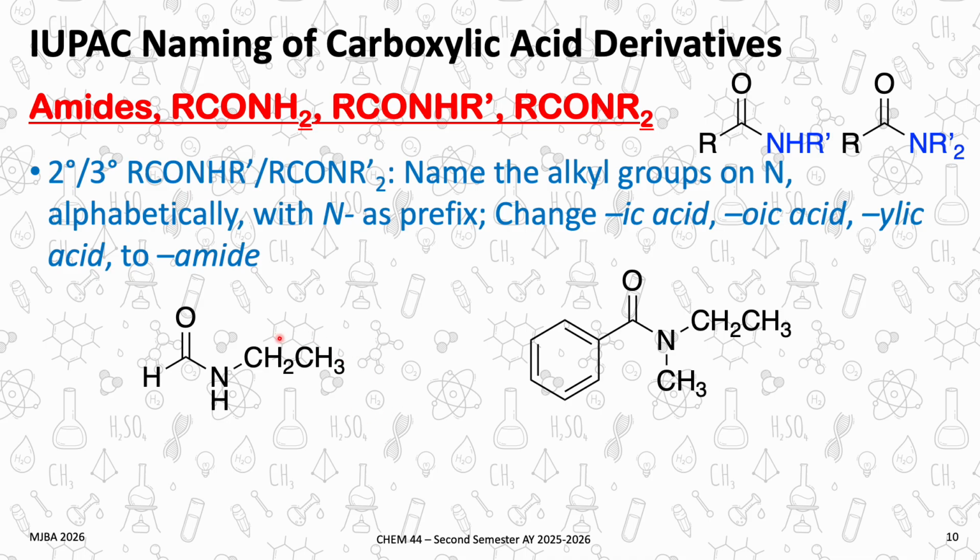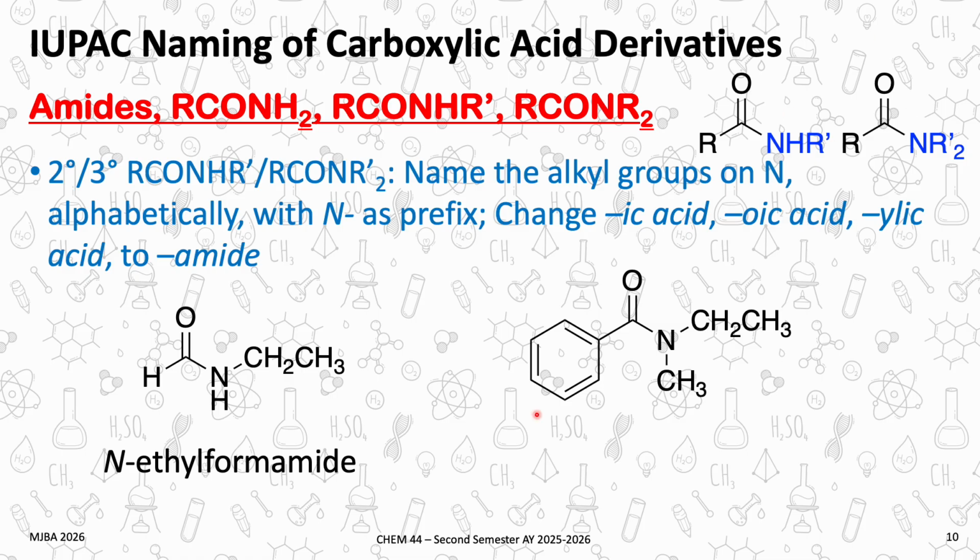So this group is an ethyl group, and then this group, a 1-carbon carboxylic acid, takes actually the formic acid name. So the full name of this is N-ethyl formamide.